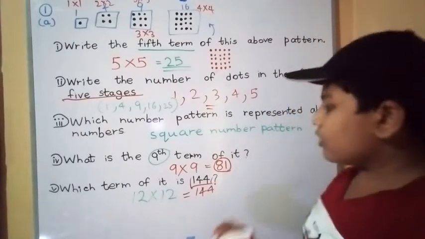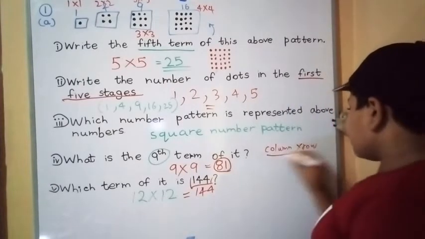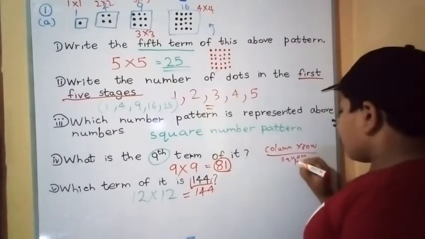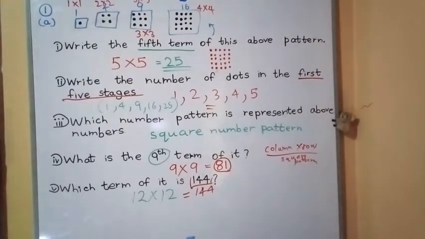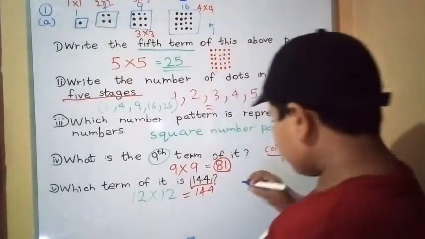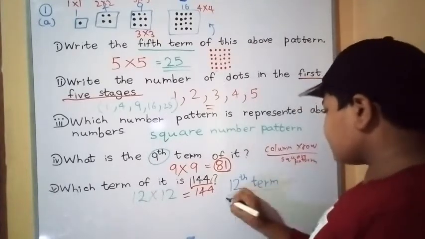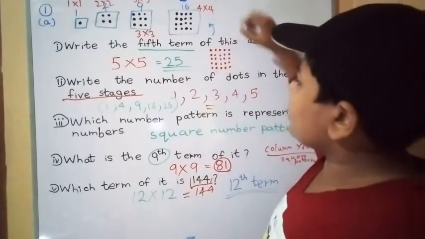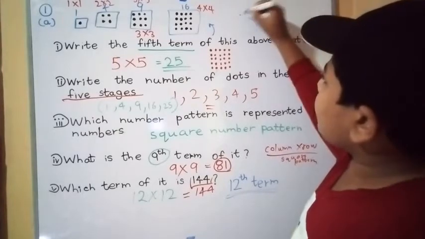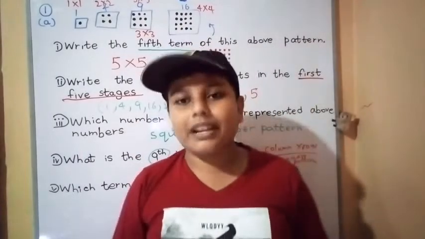144. You know the column multiply row is the square pattern, right? Square pattern. Now you can get the term, 12th term. You get the whole. You don't get the whole like the dots. You don't draw dots like this. No. You can get the 1 multiply 1, 2 multiply 2 like that.